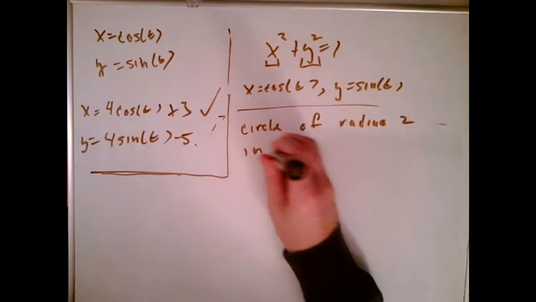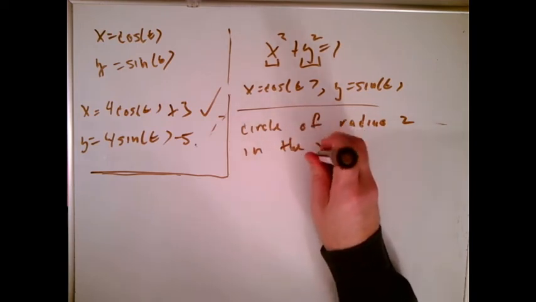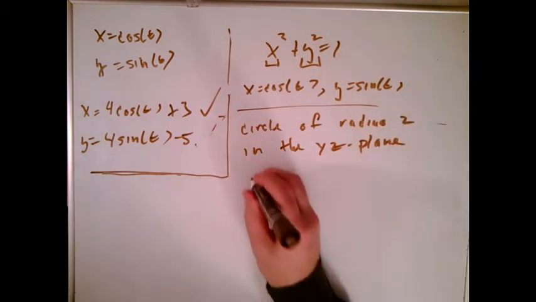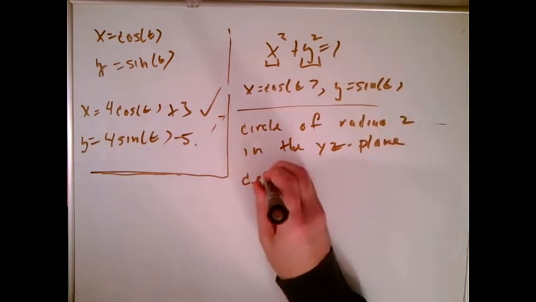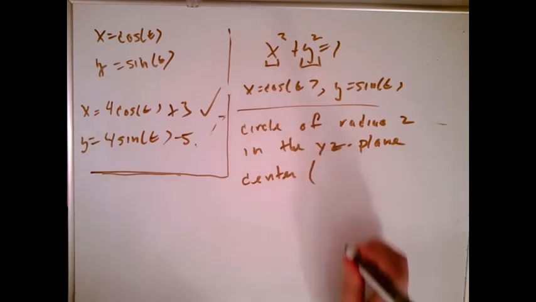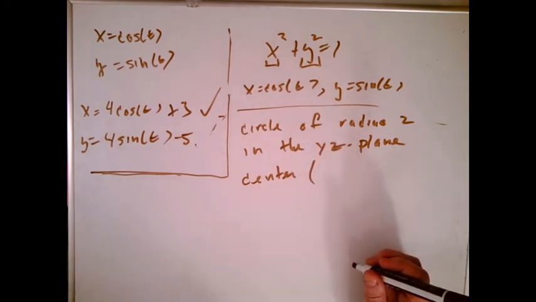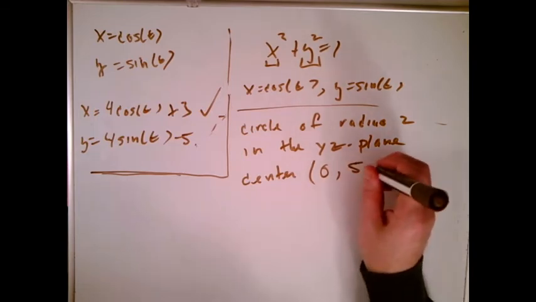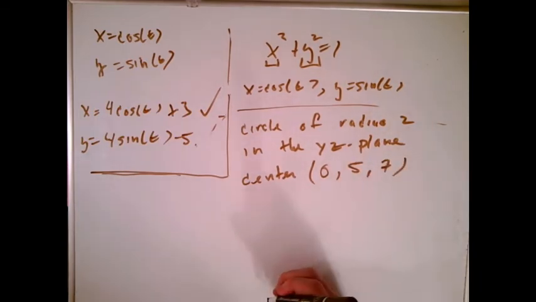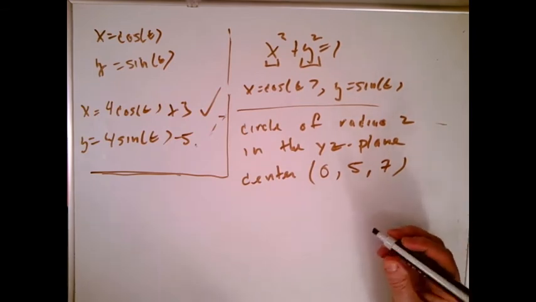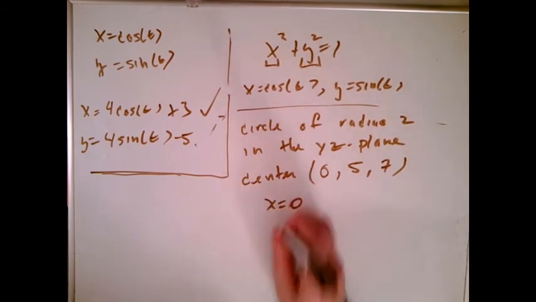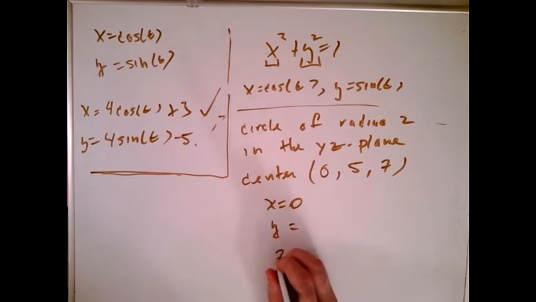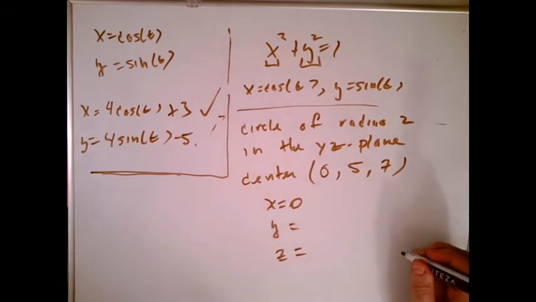How about in the YZ plane? Any center I want. How about I need x equals 0, and how about 5, 7, like this. Now, if I'm in the YZ plane, x is 0 the whole time, and so I can just put x equals 0, and that puts me in the right plane. If I want y equals something and z equals something, we know how to do this.